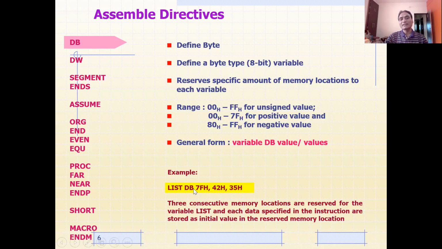As I mentioned earlier, this is an assembler directive. DB is one of the assembler directives. What is the purpose of this assembler directive? The purpose is to declare a variable which can hold 1 byte of data. For example, here list, this is the format: list db 7Fh, 42h, 35h. It means we are defining list as a byte type variable, and at the same time we are assigning 3 different data items to list. It means this is a one-dimensional variable having 3 data elements.